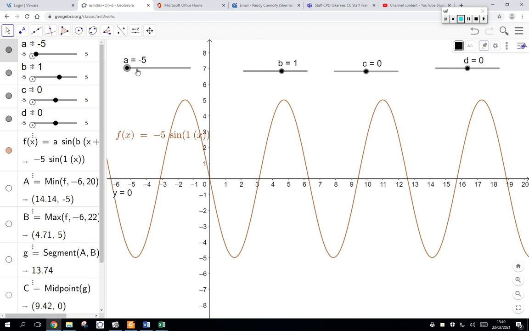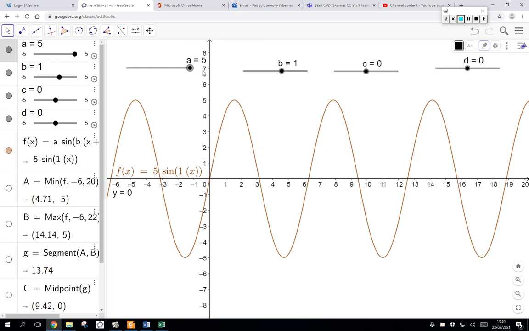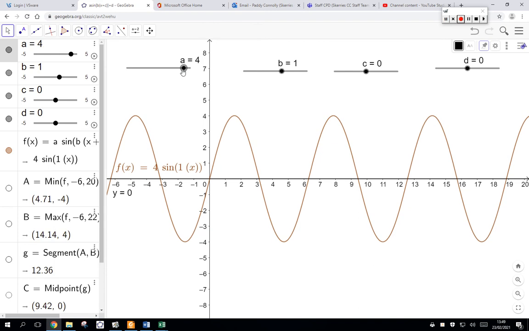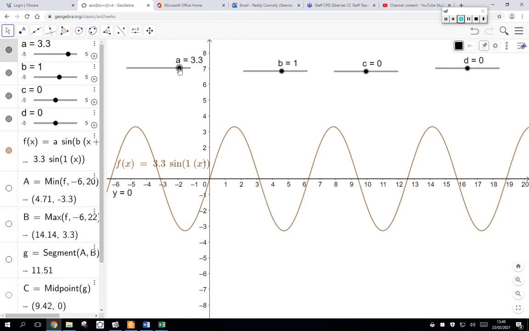Notice when a is 5, the range goes from -5 to +5, which is a distance of 10 units. The amplitude will be half that, 5 units. When a is 4, the range goes from -4 to +4, distance of 8 units. So the amplitude will be half of 8, 4 units above the horizontal midway line. So whatever value a is here is giving me the amplitude of the function.